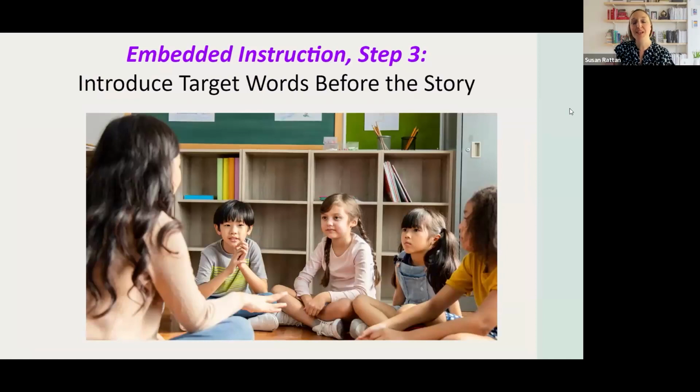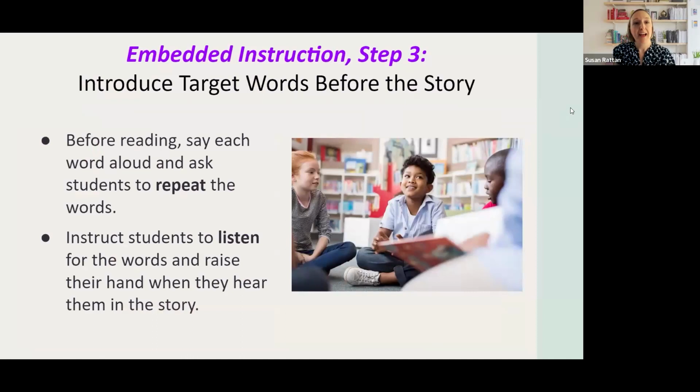Okay, the third step is to introduce the target words before the story. So before reading, you're going to say each word aloud and ask the students to repeat the words. And then you instruct the students to listen for the words and raise their hand when they hear them in the story.